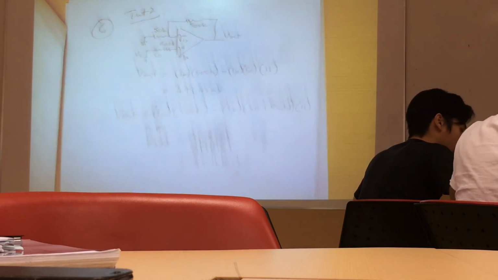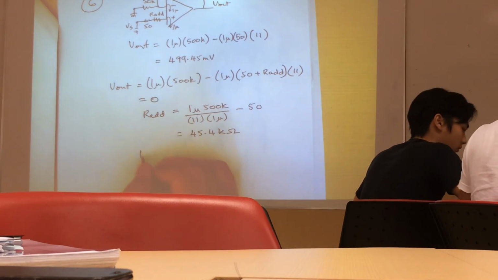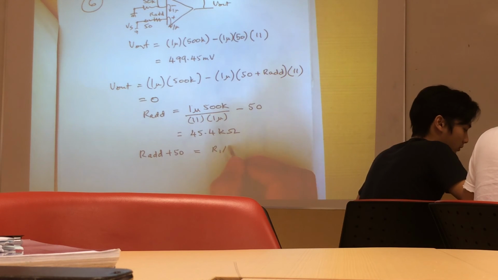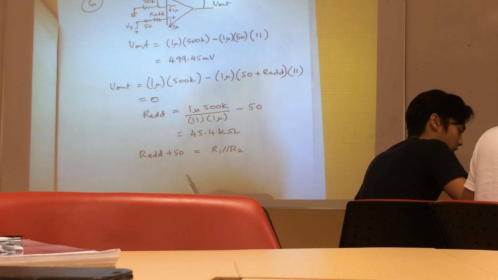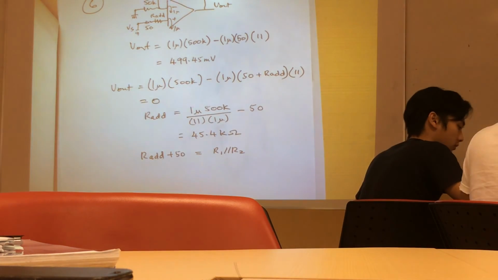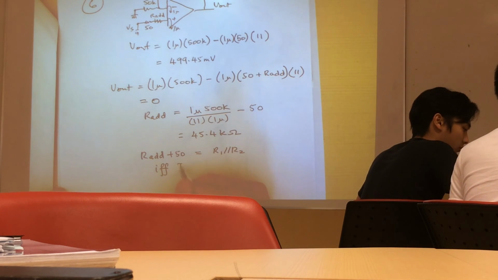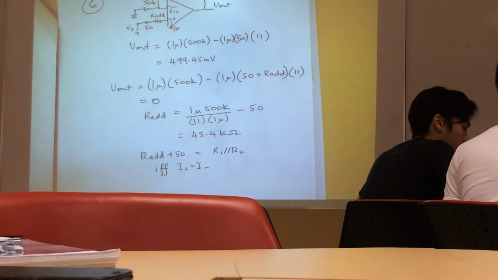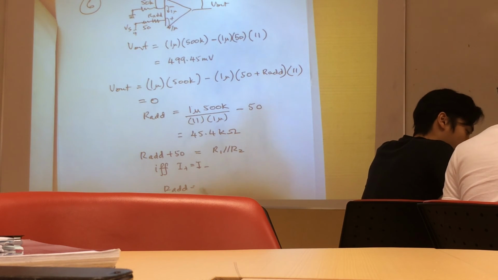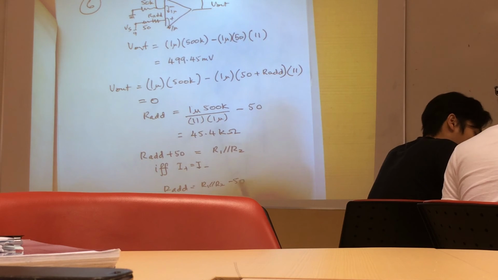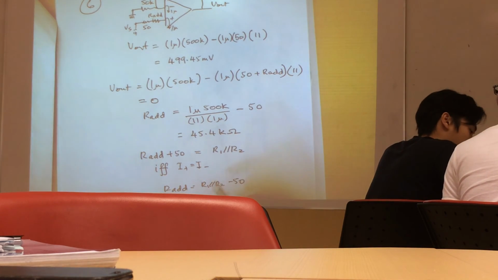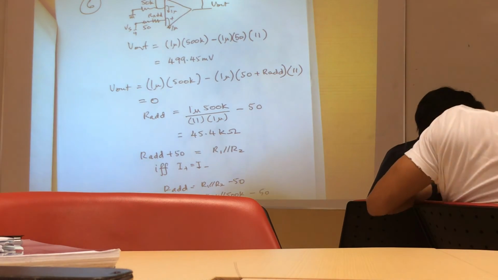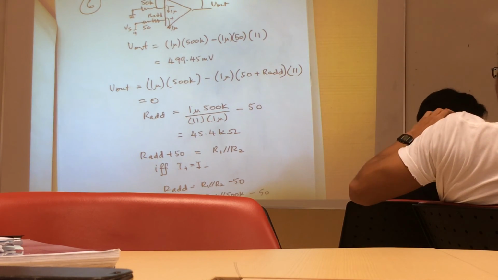Alternatively, R additional plus 50 ohm must be equal to R1 in parallel with R2, if and only if I plus is equal to I minus. So in this case, R additional is equal to 50K in parallel with 500K, minus 50 ohm. This will similarly give you this answer.